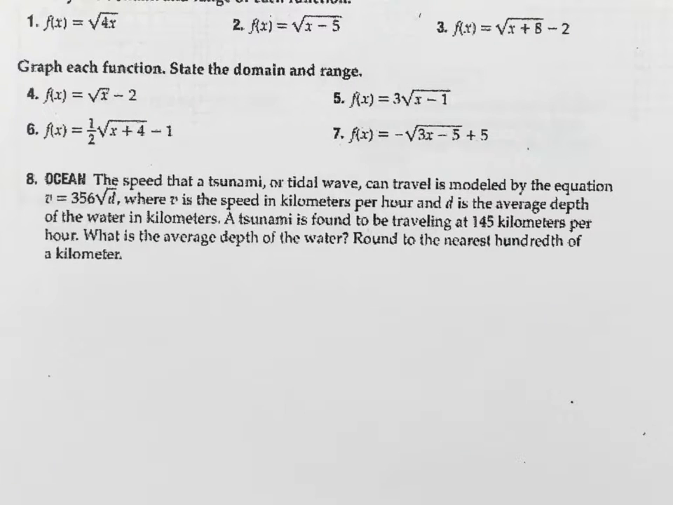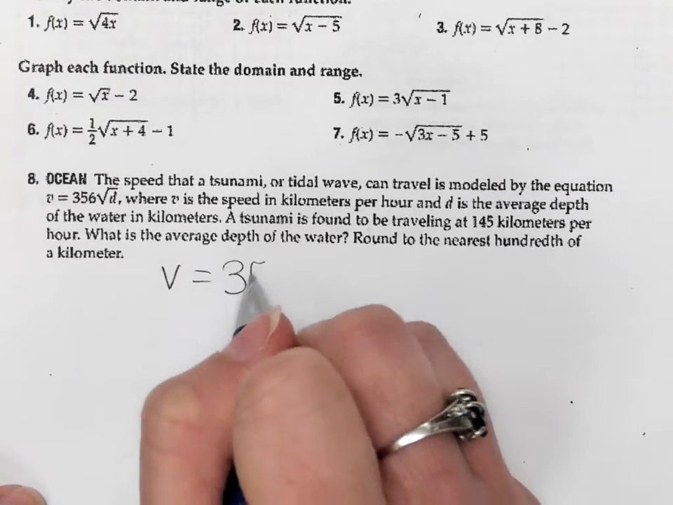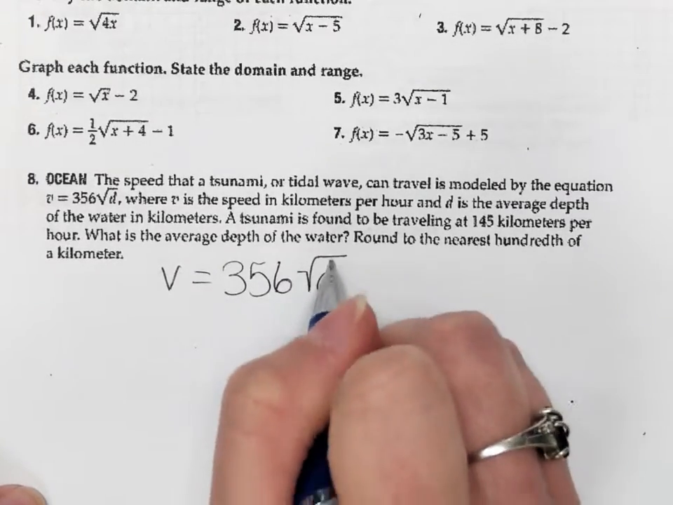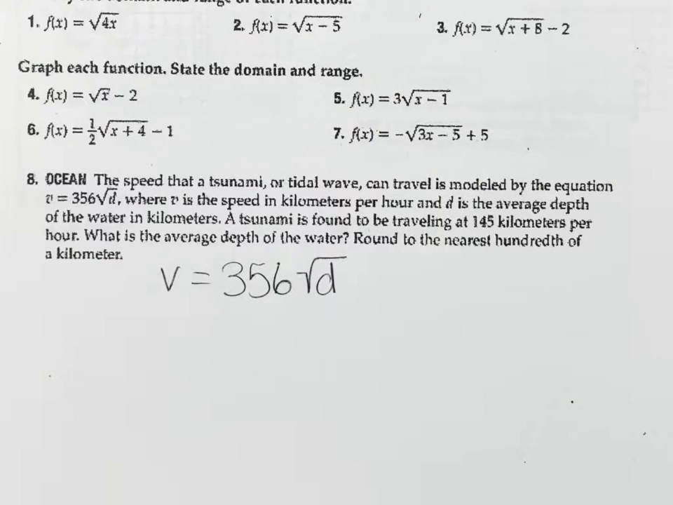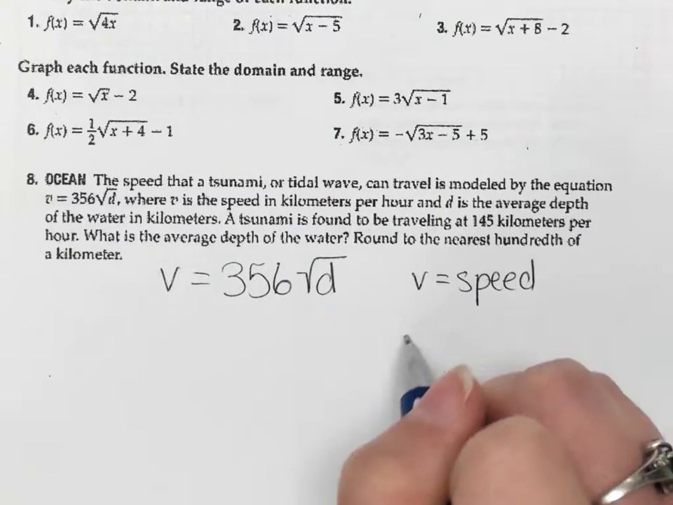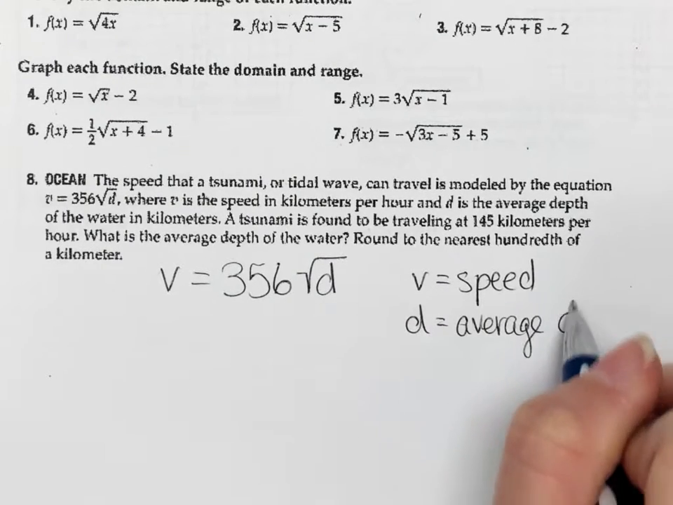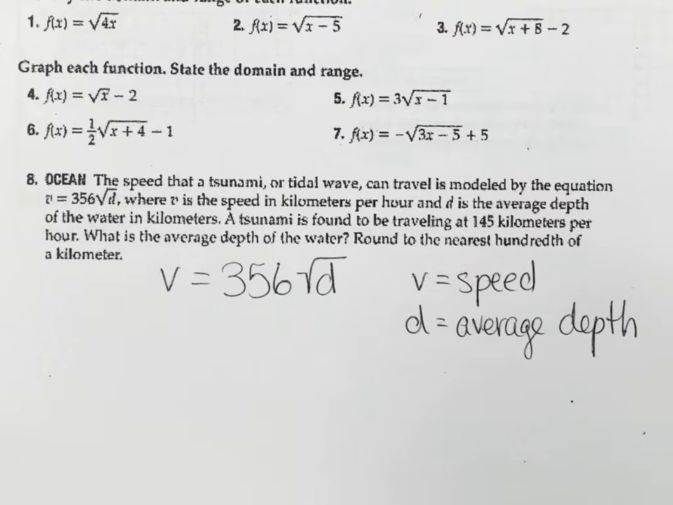The speed that a tsunami or tidal wave can travel is modeled by the equation v equals d over 356 times the square root of g, where v is the speed in kilometers per hour and g is the average depth of the water in meters. The tsunami is found to be traveling at 145 kilometers per hour. What is the average depth of the water?